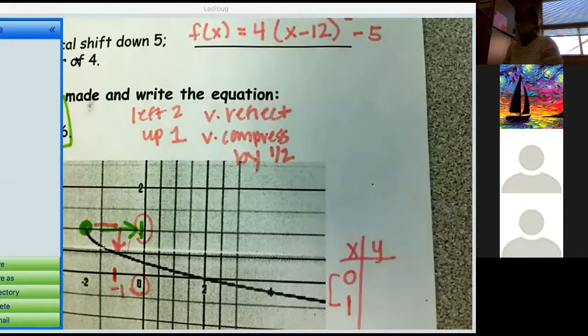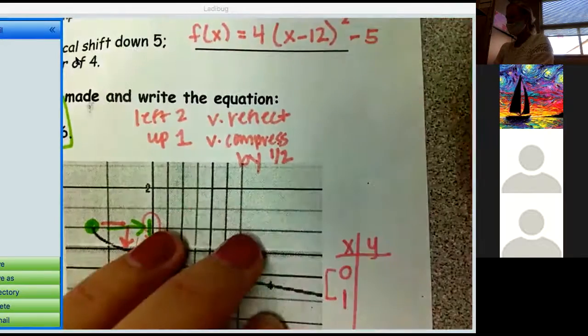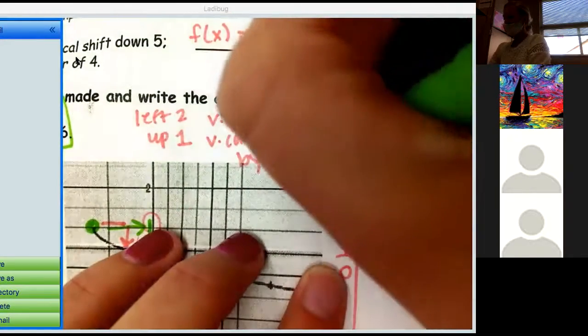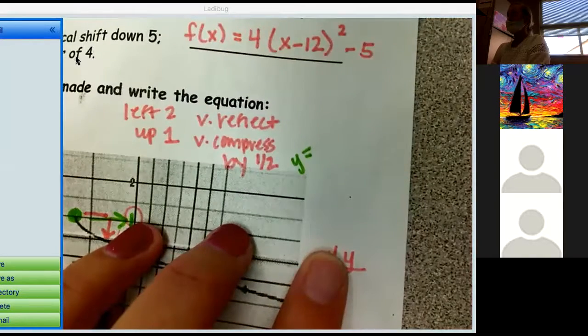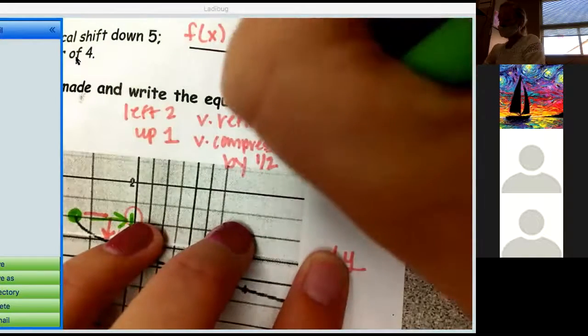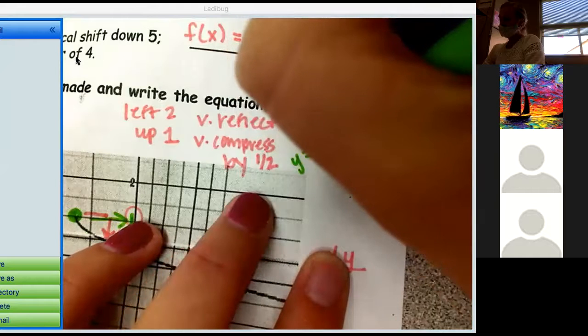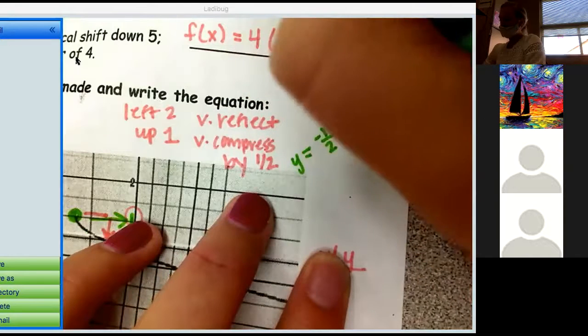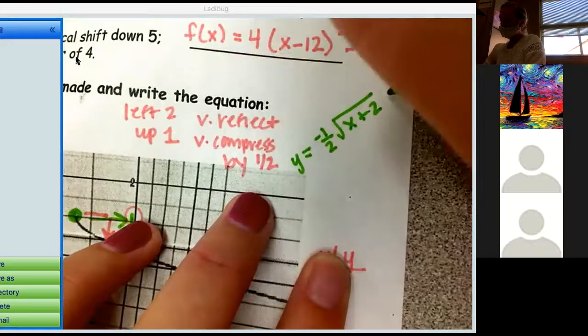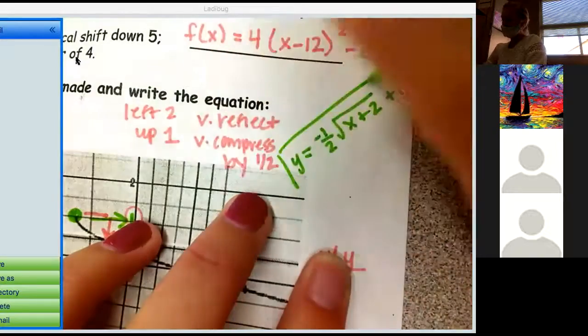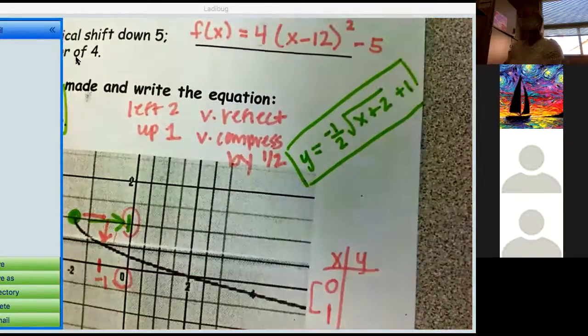Okay. Talk to me. What do we got? Y equals, our f of x equals. Good. -1/2. Good. Square root. I heard x plus 2 and then plus 1 because it goes up 1. Beautiful. Do we feel better?